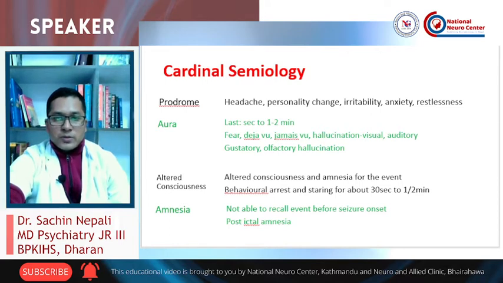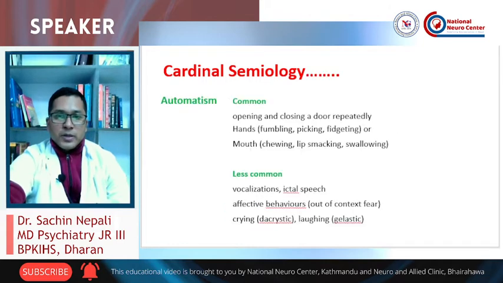Next is the altered consciousness and amnesia for the event. In that phase, there could be behavioral arrest and staring for about 30 seconds to 1 or 2 minutes. The patient may not be able to recall the event before the seizure onset, and there is also post-ictal amnesia. The most common automatism features are opening and closing a door repeatedly, hand fumbling, hand picking, hand fidgeting, chewing, lip smacking, and swallowing. The least common automatisms are vocalization, ictal speech, affective behaviors, crying, and laughing behavior.